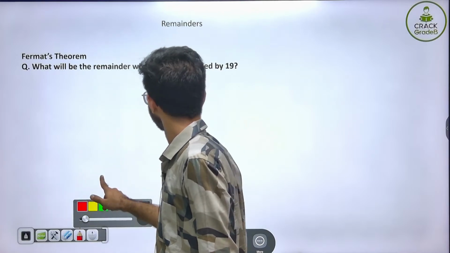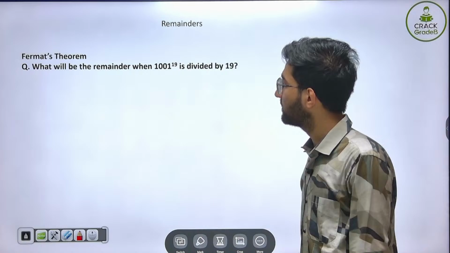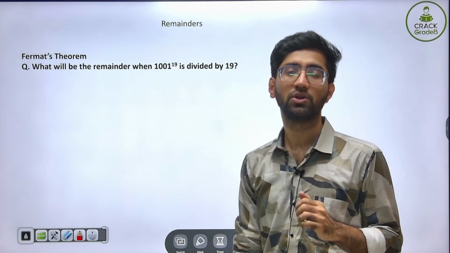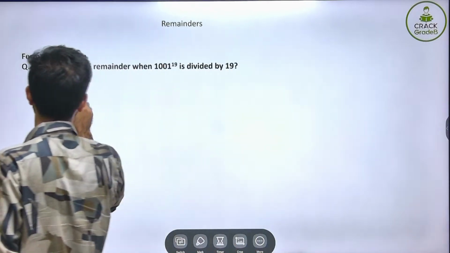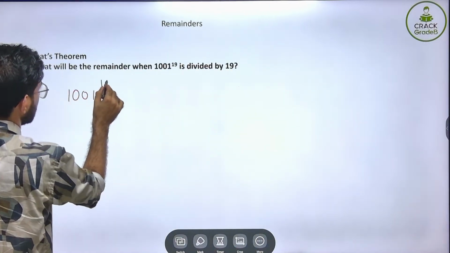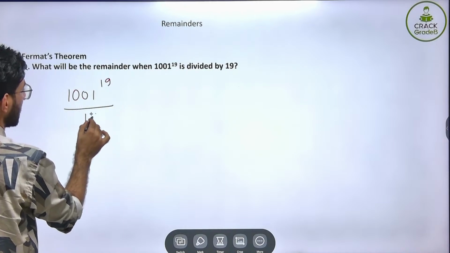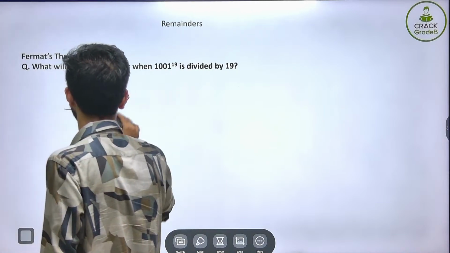Now let us solve this question. The question asks, what will be the remainder when 1001 to the power 19 is divided by 19? So basically, we have to answer what will be the remainder when you divide 1001 to the power 19 by 19.